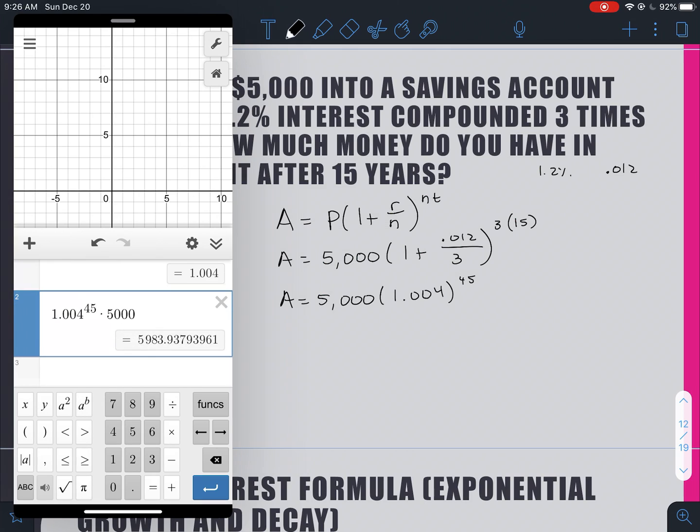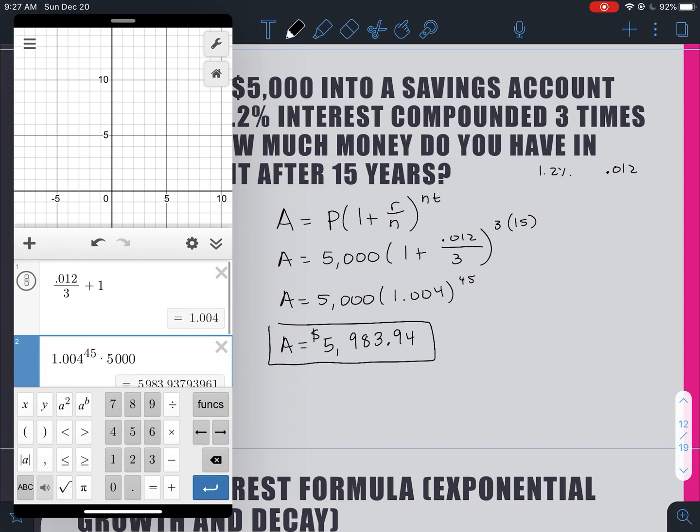So 1.004 raised to the 45th power, and then we're going to multiply that by 5,000. And we now have, at the end of 15 years, $5,983.94 if we round up. So we started with $5,000, and at the end of 15 years, if it's earning 1.2% interest compounded 3 times a year, you would end up with $983 extra at that point.